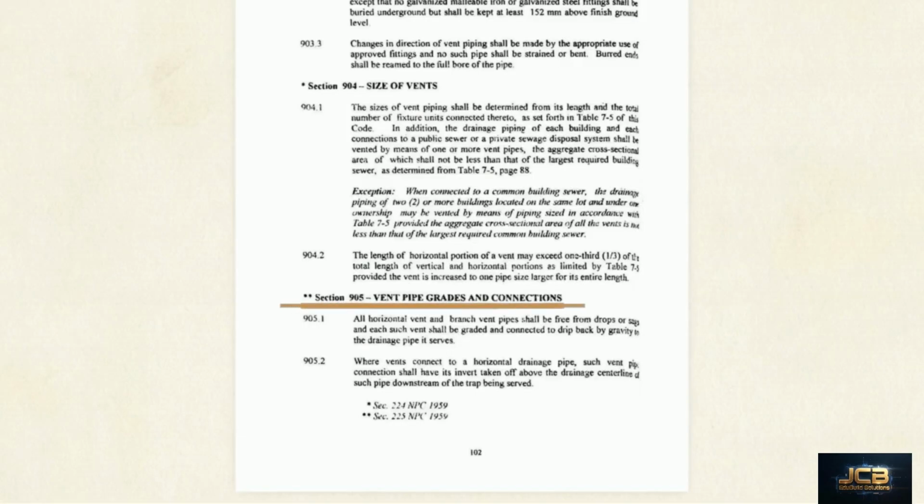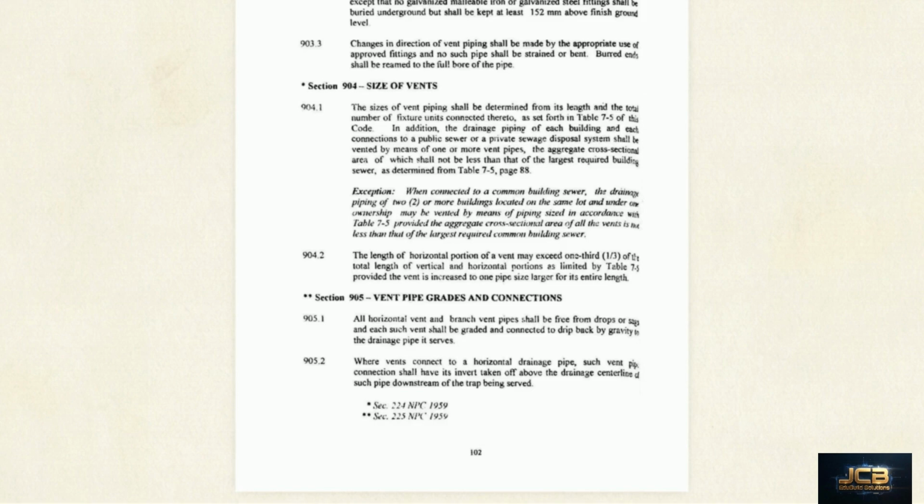The vent pipe invert must be taken off above the drainage centerline, positioned downstream of the trap it serves. Section 905.3 sets the vertical rise requirement. Unless prohibited by structural conditions, the vent must rise vertically to a point not less than 152 millimeters above the highest flood level rim of the fixture before it offsets horizontally.